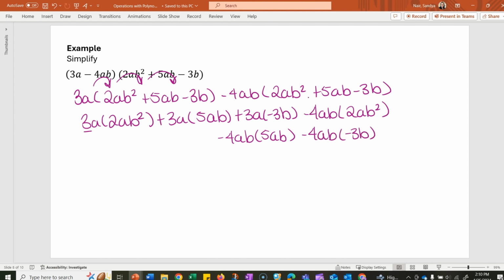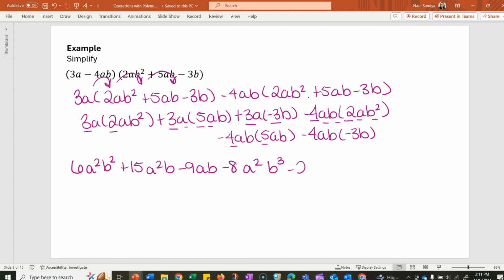Okay, so 3a times 2ab squared: 3 times 2 gives me 6, a times a is a squared, and then I have b squared. So I have 3 times 5, so plus 15, and then a times a is a squared, and then b. And then 3a times minus 3b, so that's going to be minus 9ab. Minus 4 times 2 is minus 8. A times a is a squared, and then b times b squared is going to give me b cubed. And then I have minus 4 times 5, so minus 20.